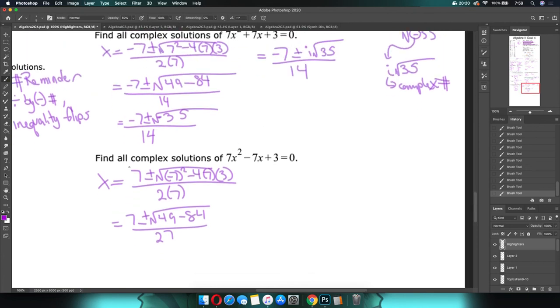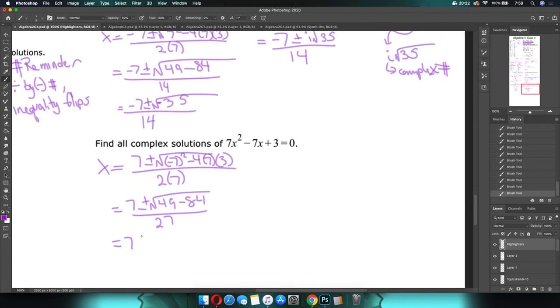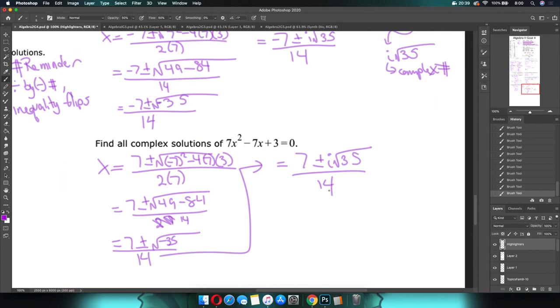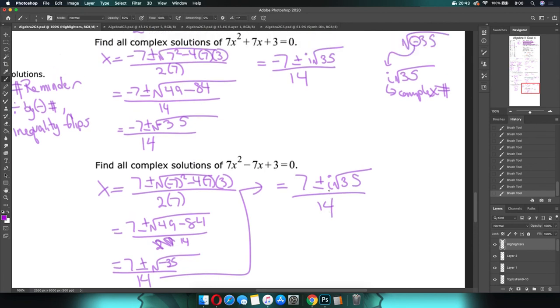So we can already predict it from here. It will be 7 plus or minus negative 35 over, oops, that's supposed to be 14. So it equals 7 plus or minus i root 35 over 14. Gosh darn these screen grabs for giving me the same numbers every time, even if all they do is change a sign. But I hope that this helps you.